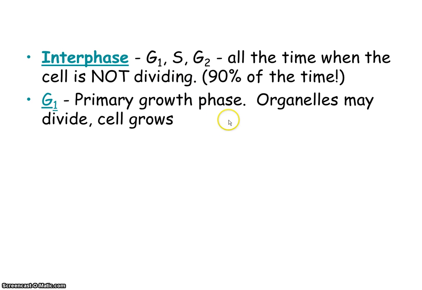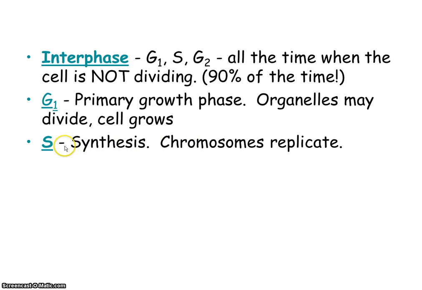So that's primary growth, and we'll talk a little later that if a cell is never ever going to divide again, then it will go into what's called G0. And it will just stay in G0 because it's never going to need to divide again. But a normal cell, if it is going to divide again, will go from G1 to a stage called synthesis.